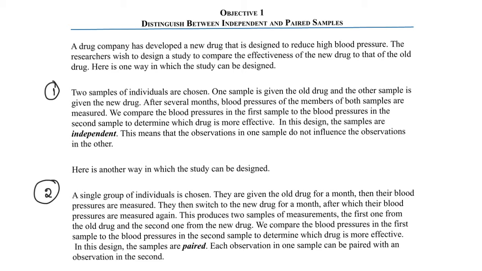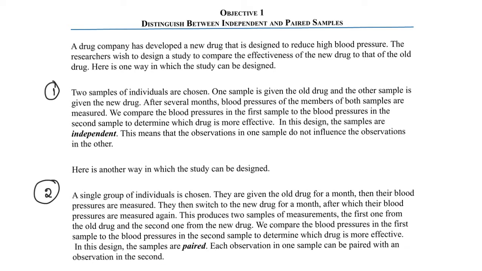Another way of design is that a single group of individuals is chosen. They are given the old drug for a month, then their blood pressures are measured. Then they switch to the new drug for a month, after which their blood pressure is measured again. This produces two samples of measurements, the first from the old drug and the second from the new drug. We compare the blood pressure from the first sample to the blood pressure from the second sample to determine which drug is more effective. In this design, the samples are paired. Each observation in one sample can be paired with an observation in the second.